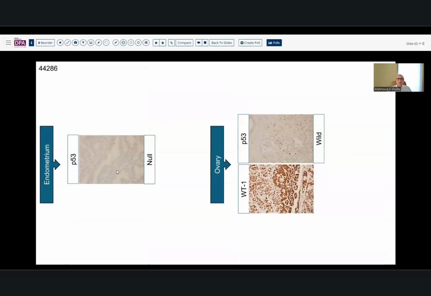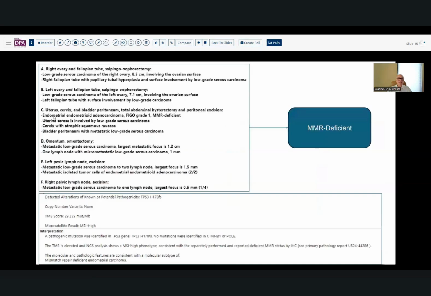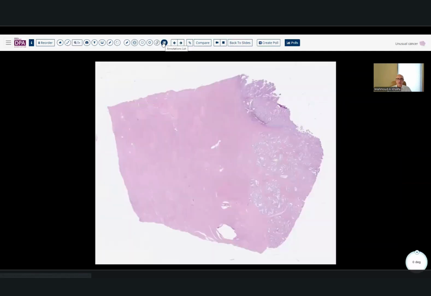And we knew that the endometrial cancer was P53 abnormal. It was null. This is the null pattern where no cells are positive at all. The ovarian tumor was wild type, and again, that shows that these were two different tumors, and the ovarian tumor was WT1 positive. So we signed it out as endometrioid adenocarcinoma FIGO grade 1 MMR deficient, and the ovarian tumor was low-grade serous carcinoma, and the P53 mutation was shown by molecular as well.